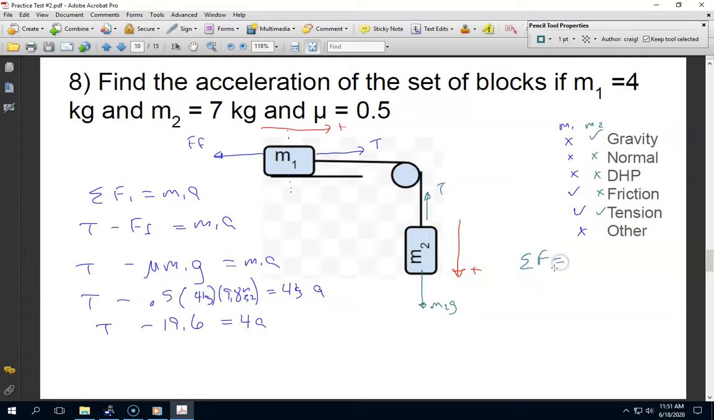Sum of the forces equals, this is mass 2 here that we're talking about, mass 2 times A. Remember, down is positive, up is negative. The direction of motion is positive. And it would look like that. And we have some of these numbers. Mass 2 is 7. 7 times 9.8 minus T equals 7A. There's 63 and 5.6, 68 point, what did I say? 7 times 8 is 56, 68.6 I think, minus T equals 7A.